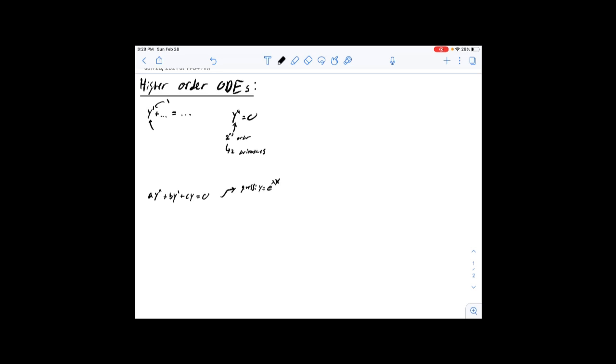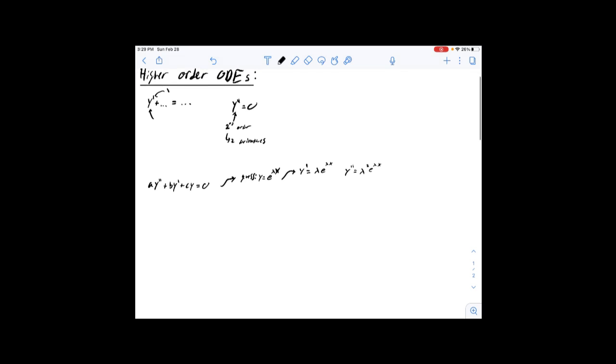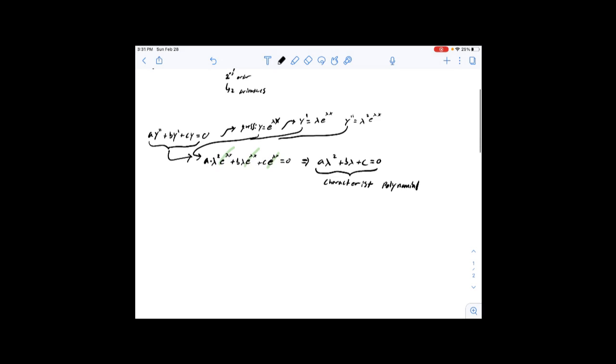Okay, so now we know from this that y prime is equal to lambda e to the lambda x, and y double prime is equal to lambda squared e to the lambda x. Plugging these back into this equation, we get a lambda squared e to the lambda x plus b lambda e to the lambda x plus c e to the lambda x is equal to 0. For this we can just pull out all of our e to the lambda x's, and we get this quadratic, since it's a second order. This is what we call our characteristic polynomial.